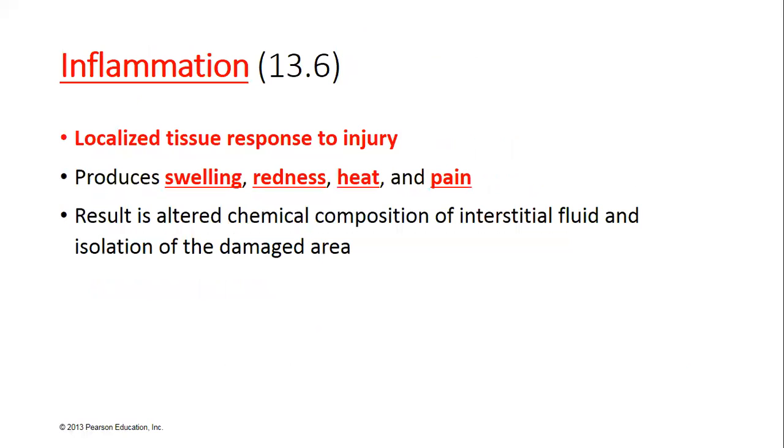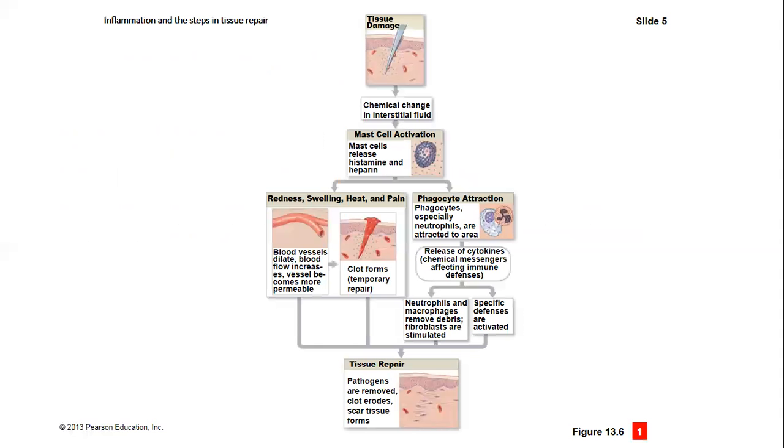Inflammation is a localized response, and inflammation is a good thing. It's indicated by swelling, redness, heat, and pain. Everybody knows when something has been swollen and red, or if you have an infection, inflammation occurs. I know it hurts and it's red and it's tender, but it's supposed to isolate the infection so it doesn't spread. It alters the chemical composition of the fluid in the tissue to isolate the damaged area. So inflammation is a really good thing, and it's protective.